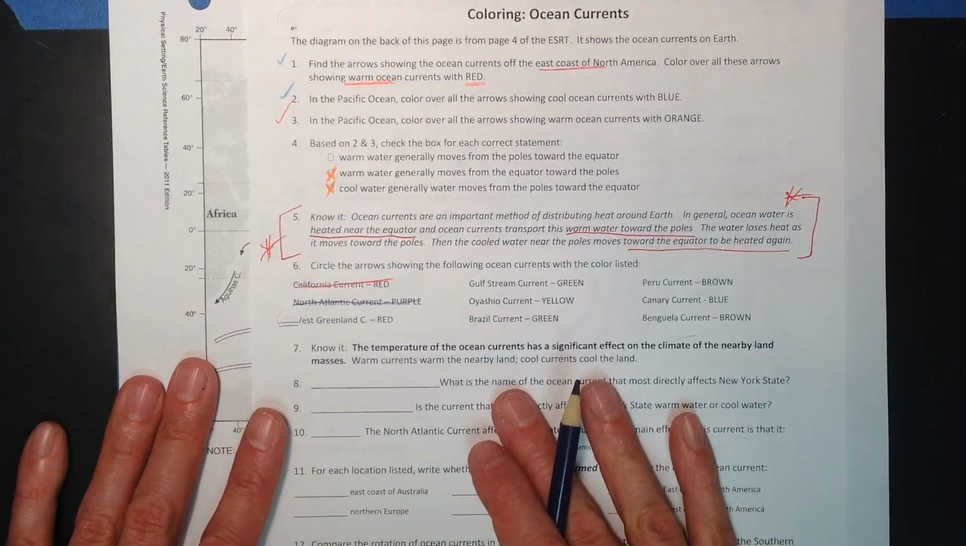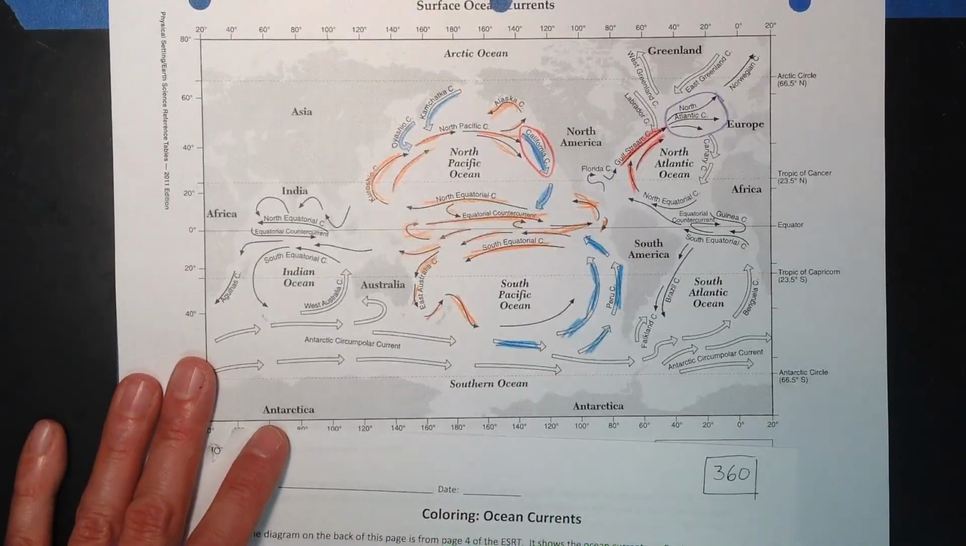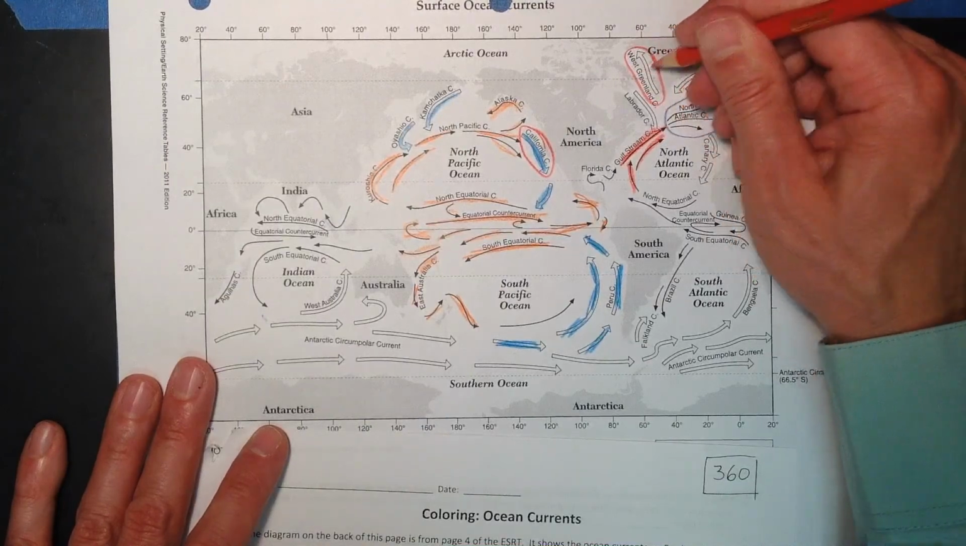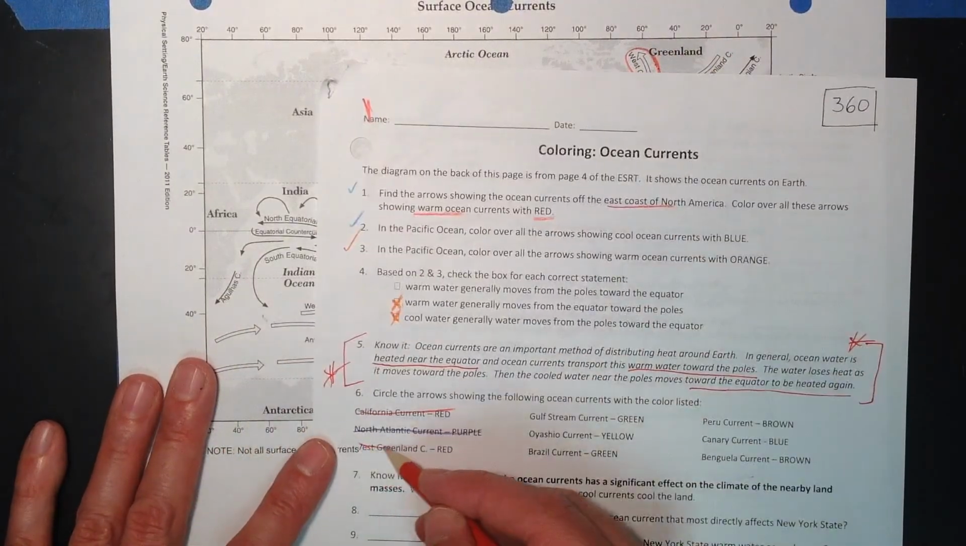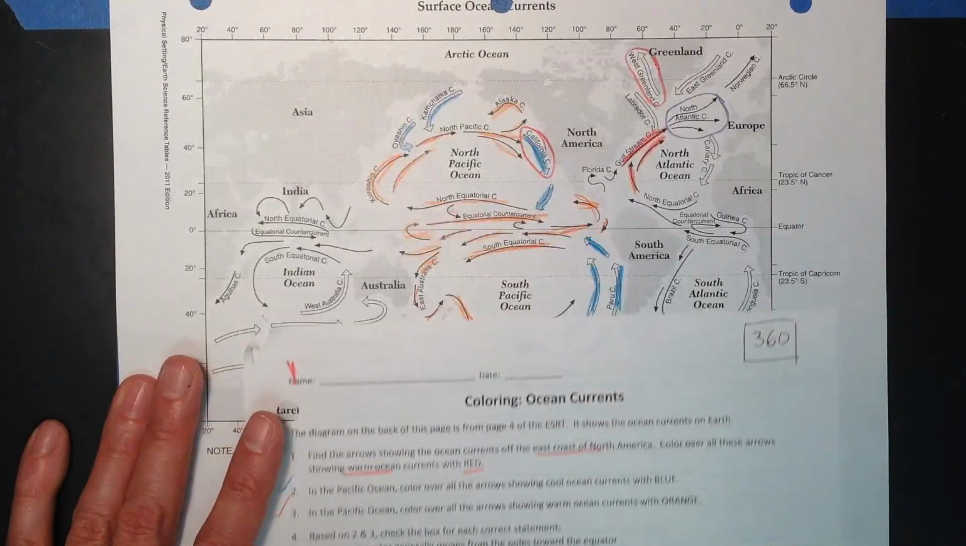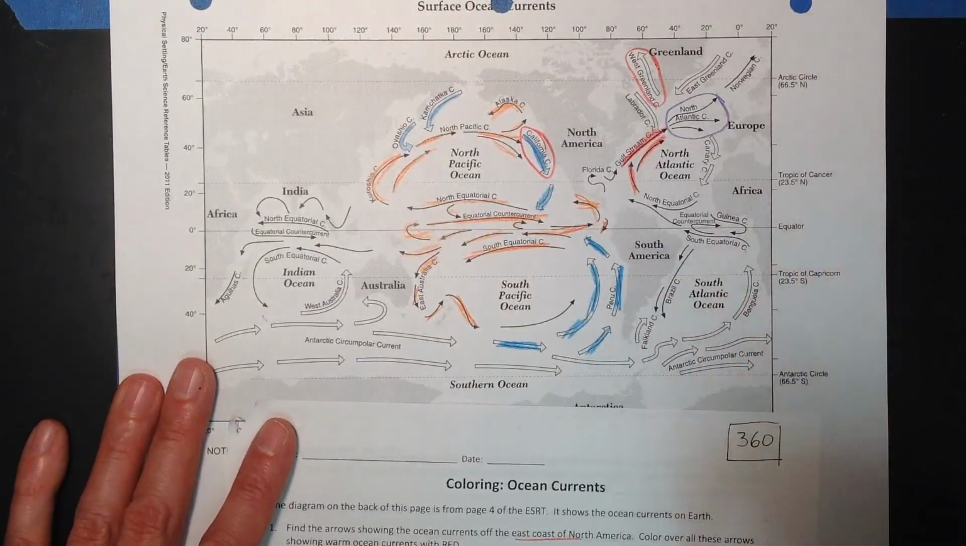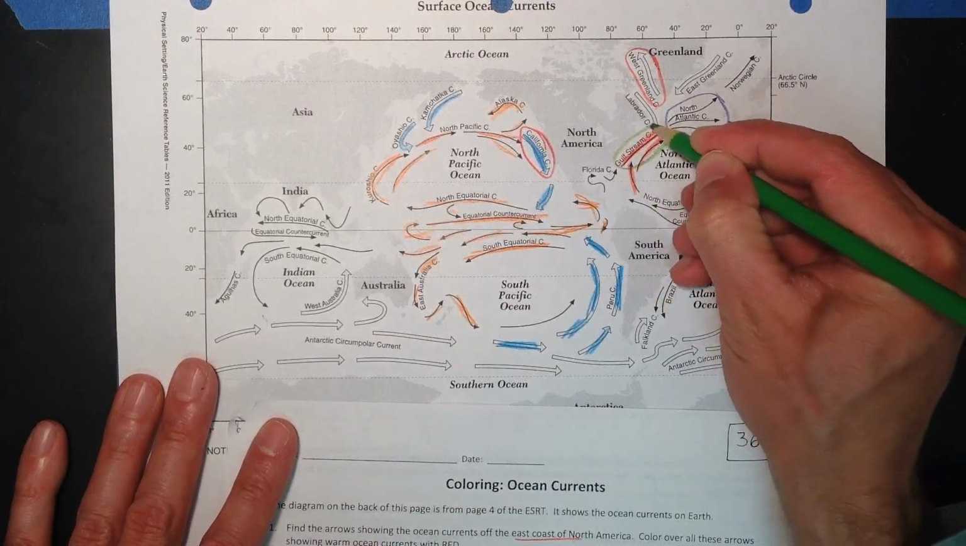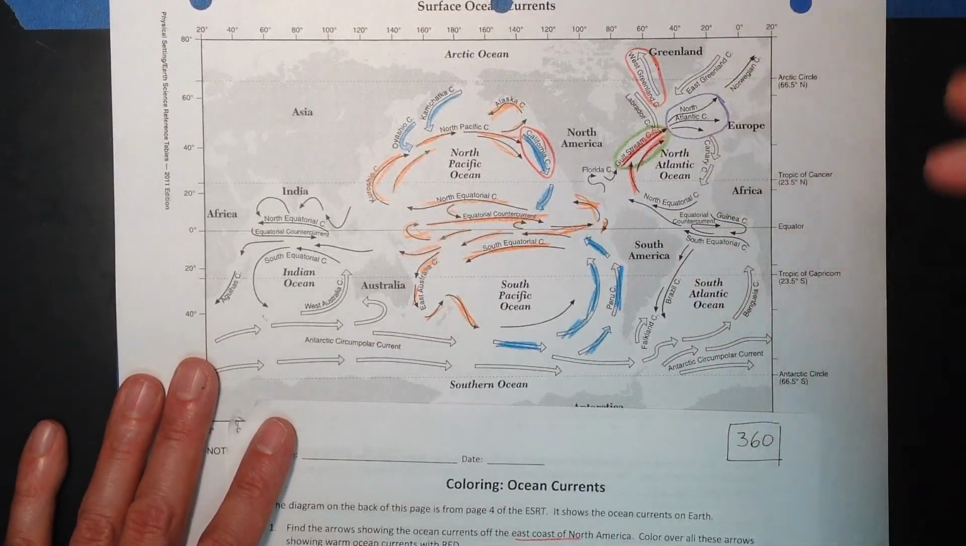Done. West Greenland Current, red. Where's the West Greenland? I'm circling the current, not just the name, but the actual arrow showing the current with red. That's done. Gulf Stream Current with green. Where's the Gulf Stream? So that's like this current right here. It goes along the East Coast. That warms the water off the coast where we live.